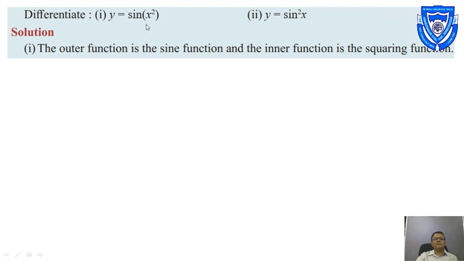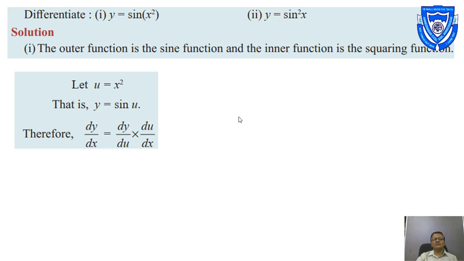Then the next problem. These two sums I have taken purposely. They are very much similar, but these two problems are not the same. They are similar but not the same. Let us see how to differentiate these functions. The first function is y is equal to sin x square, and the second is y is equal to sin square x. Now in the first example, the outer function is the sine function and the inner function is the squaring function. We square first and finally take sine. So we differentiate sine.